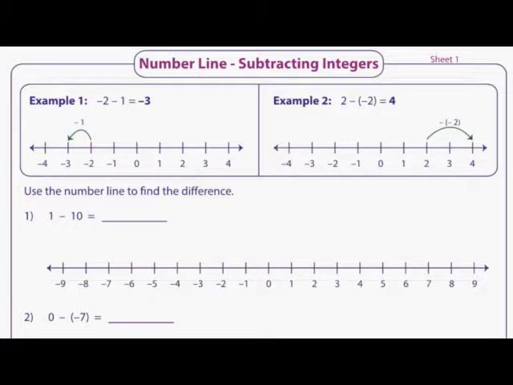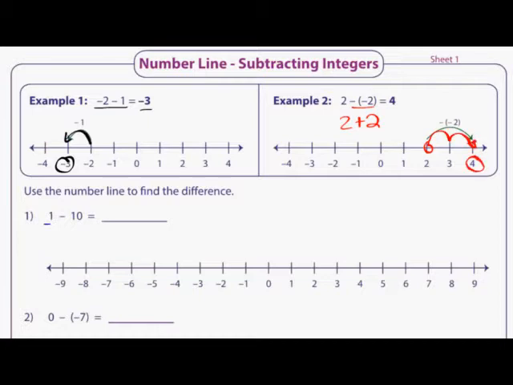Here are some examples of subtracting integers. Notice we're at negative 2 minus 1. We move to the left and end up at negative 3. But over here, since we are subtracting a negative number, this is the same as 2 plus 2. So we move to the right 1, 2, and end up at 4.